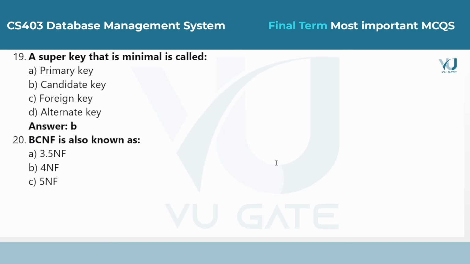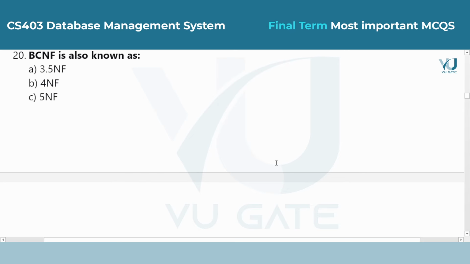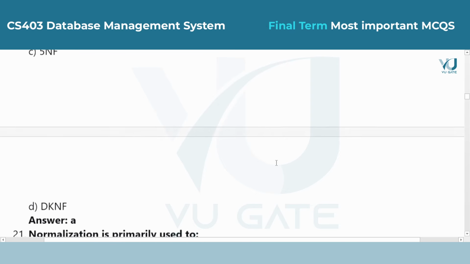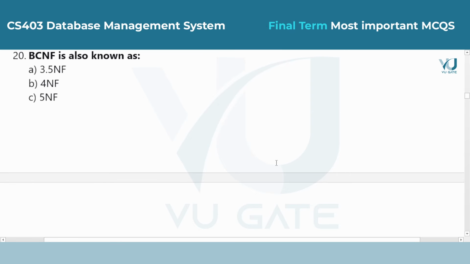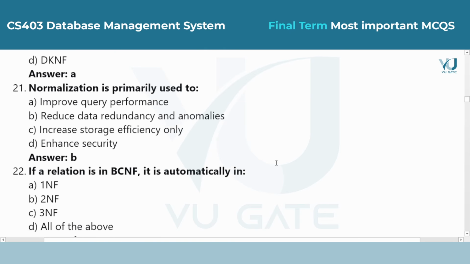Question 20. BCNF is also known as. Answer is option A, 3.5 NF. Because BCNF sits right between the third and fourth normal forms in terms of rules and strictness, it is often called 3.5 normal form.